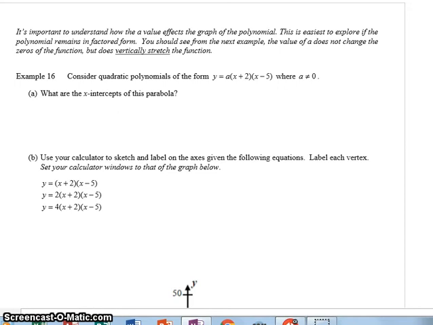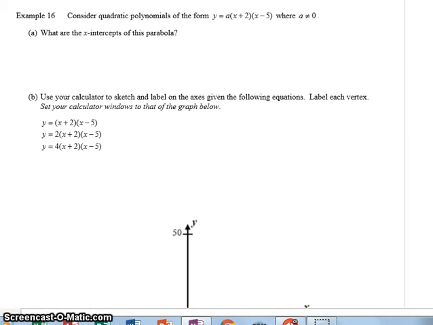It says it's important to understand how the a value affects the graph of the polynomial. This is easiest to explore if the polynomial remains in factored form. You should see from the next example the value of a does not change the zeros of the function, but it's a vertical stretch. Okay? So what this means is all the zeros stay the same, your minimum just changes.